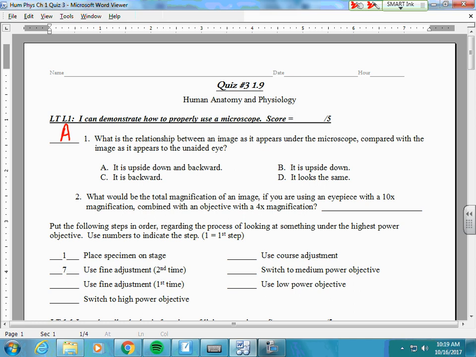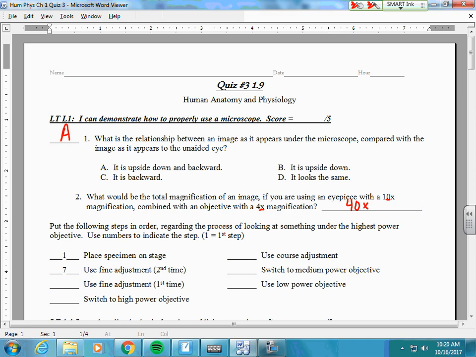talk about the steps, I put number one, step one, first thing you do, place specimen on the stage. I'm sorry, number two, I skipped. We've got a 10 times magnification for the eyepiece. We have a 4 times magnification for the lens. If we're finding total magnification, we just multiply those two together, and that would be 40 times. All right, now the steps.